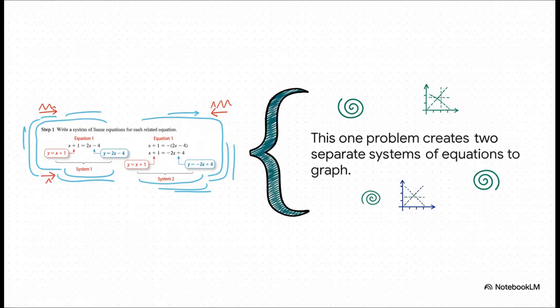Case 1 is the easy one. We just pretend the bars aren't there. X plus 1 equals 2x minus 4. Case 2 is where we flip the sign on one side, so x plus 1 equals the negative of 2x minus 4.